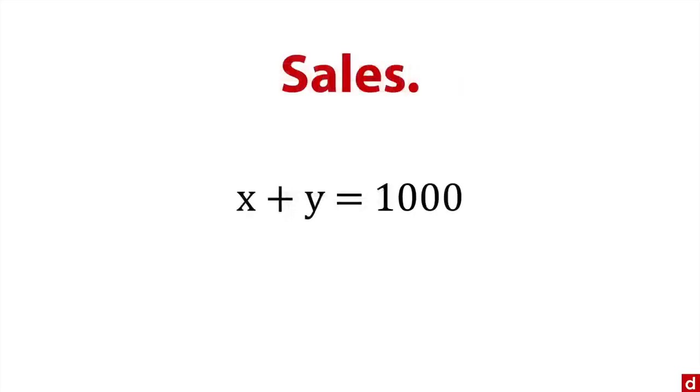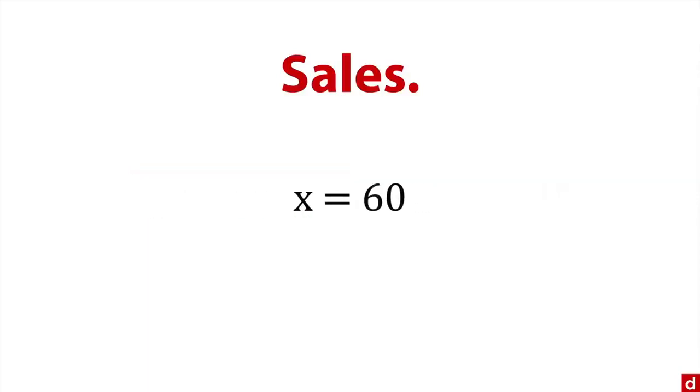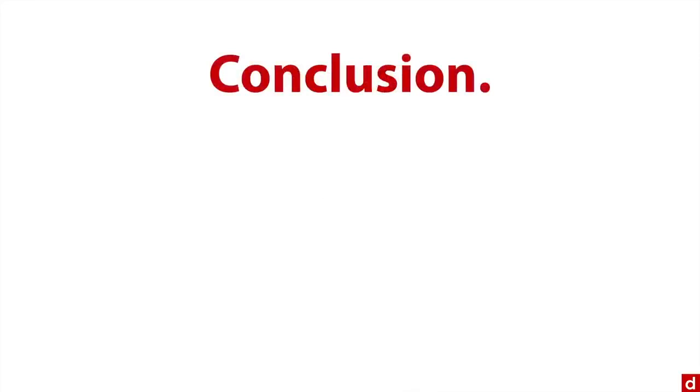So let's go back to sales. We have x plus y equals 1,000. We take the value that we just got, 940, we stick that into the equation, and then we can solve for x. Just subtract 940 from each side. There we go. We get x is equal to 60. So let's put it all together just to recap what happened.